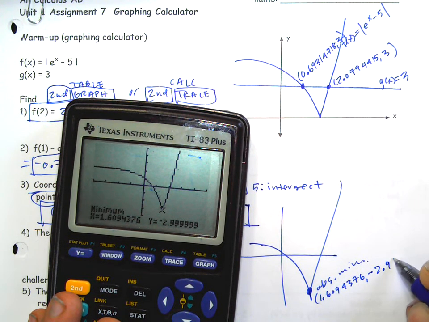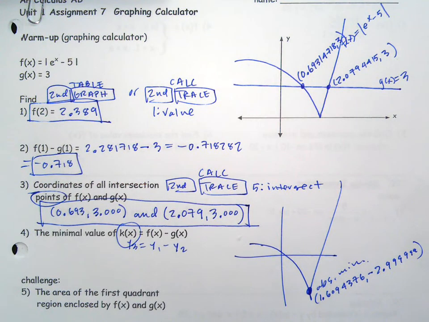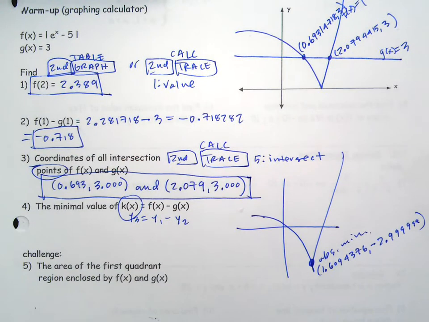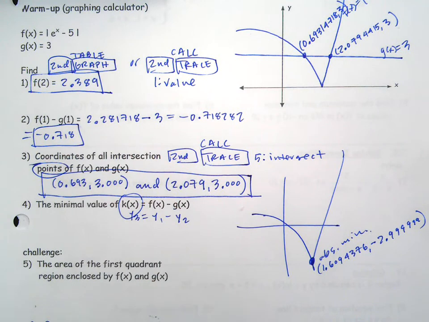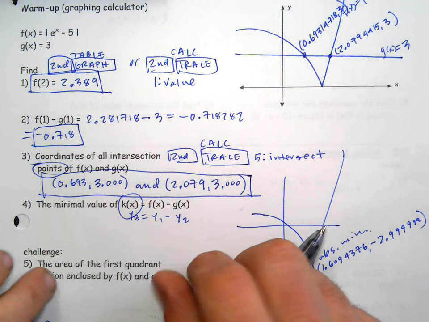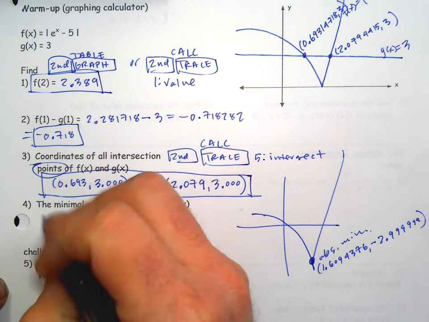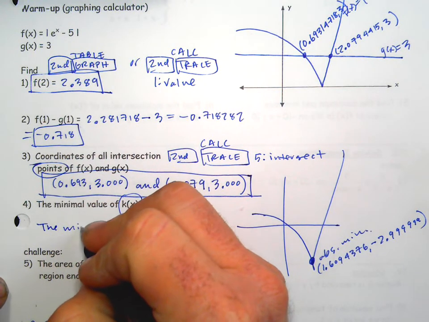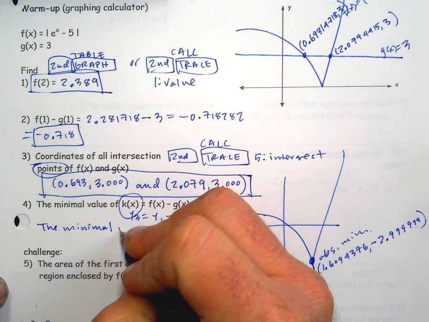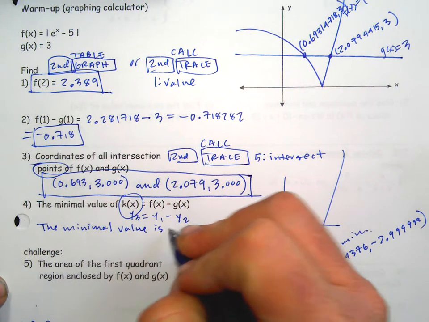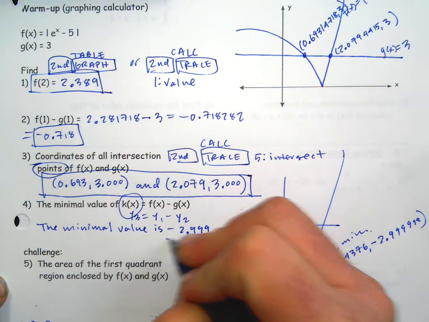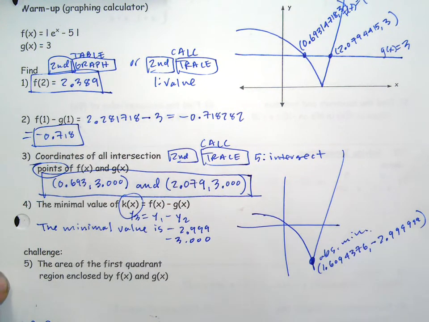Now, if you look at what it gave me, it looks like the actual answer should technically be -3. But the calculator doesn't do things perfectly, and if you're using the calculator to get your answer, then you need to write it like you got it from the calculator. So this is what I want you guys to do to get full credit. The minimal value is -2.999 or -3.000. Now, I would definitely put the 0 because if you just say -3.0, it kind of looks like you rounded to the nearest whole number.